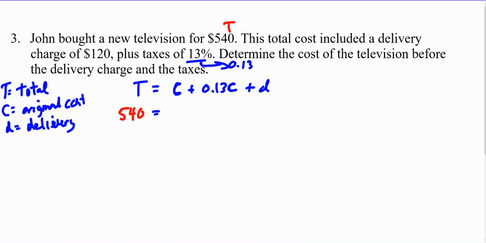And there's kind of a number in front here. It's like there's a 1 here. So when we add 1 and 0.13, we get 1.13 of the cost plus the 120 just to get it delivered.